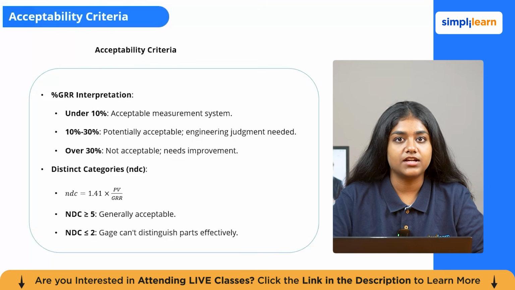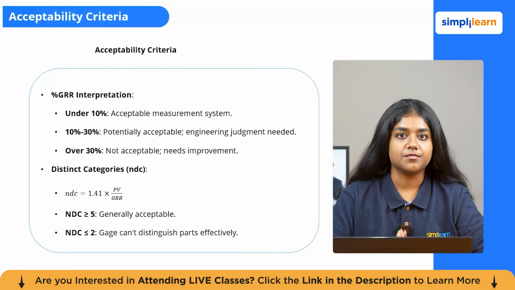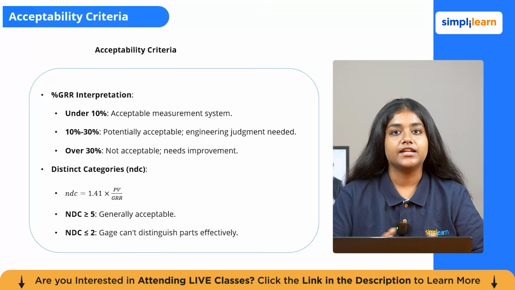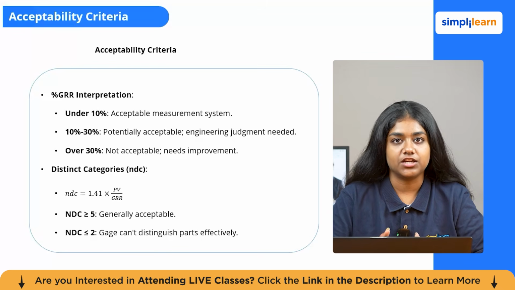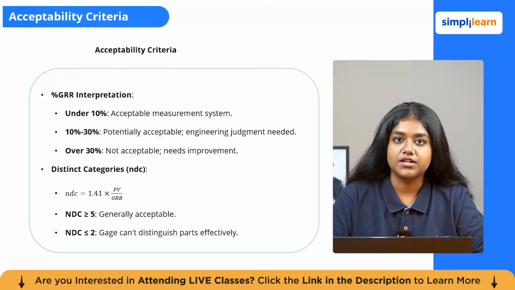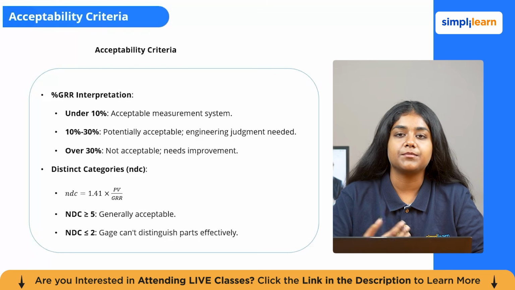The AIAG guidelines for acceptability are: if it is under 10%, the measurement system is generally considered acceptable. 10 to 30%, the measurement system may be acceptable depending on the application, importance of the measurement, cost of the improvement, and other factors, so engineering judgment is required. Over 30%, the measurement system is not acceptable and needs improvement before it can be used reliably.